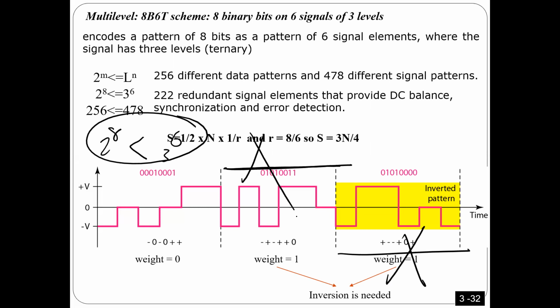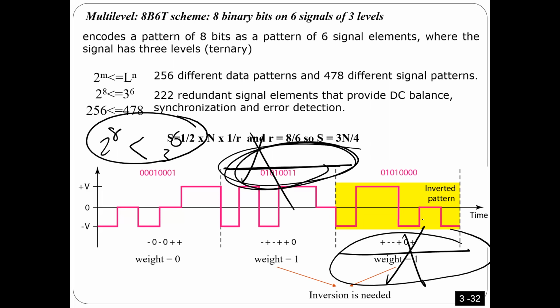Also, same thing for signal element pattern. It's good that we have more patterns in the case of signal elements, because we may not use all of them. I can exclude the bad ones. The bad ones? What do you mean by the bad ones? For sure, you already know from what I explained before. The bad ones, if you have too many positive or too many negative, okay?